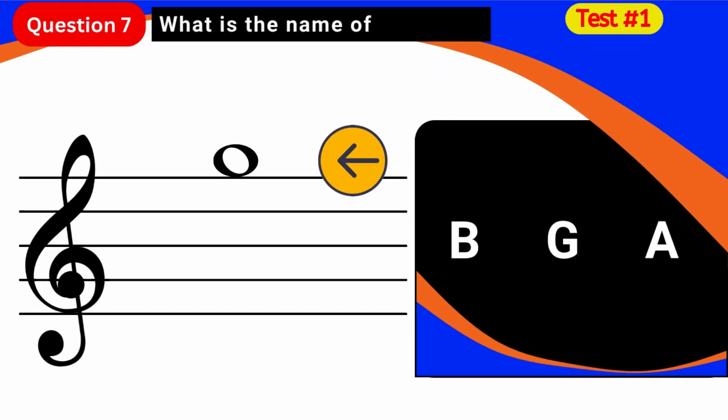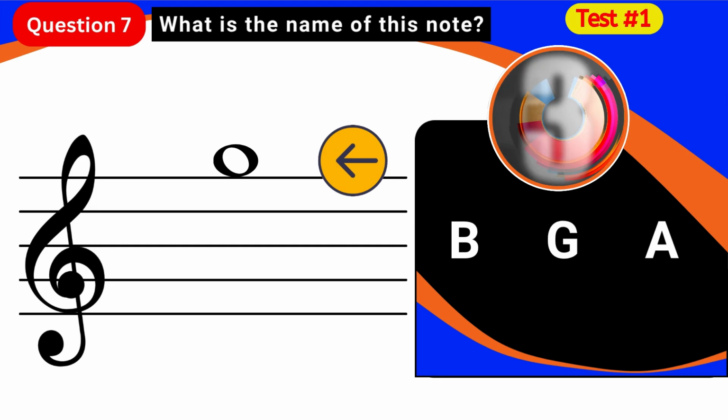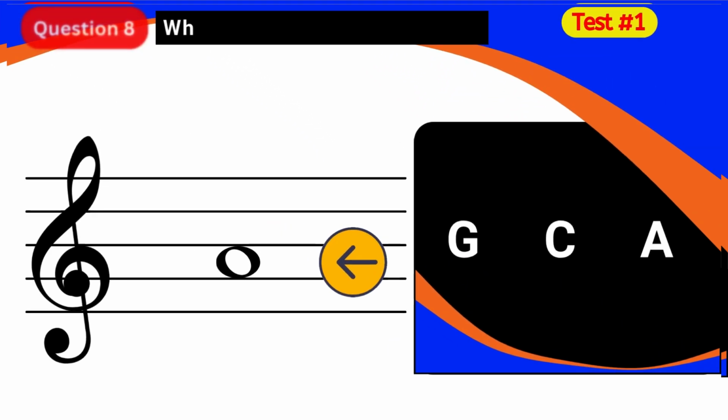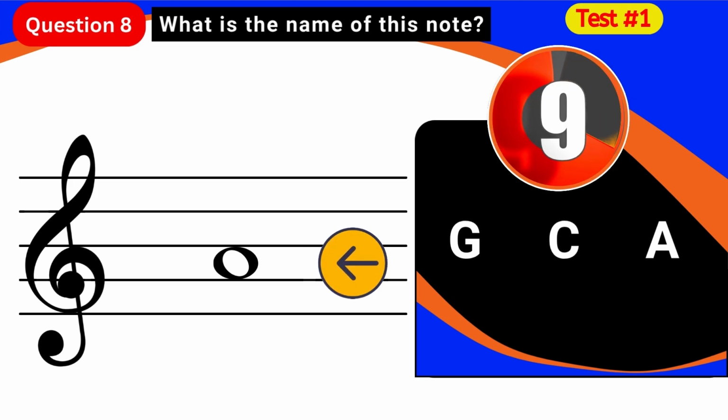Question 7. What is the name of this note? B, G, or A? Question 8. What is the name of this note? G, C, or A?